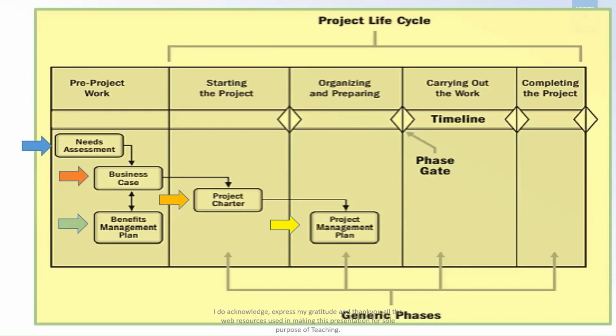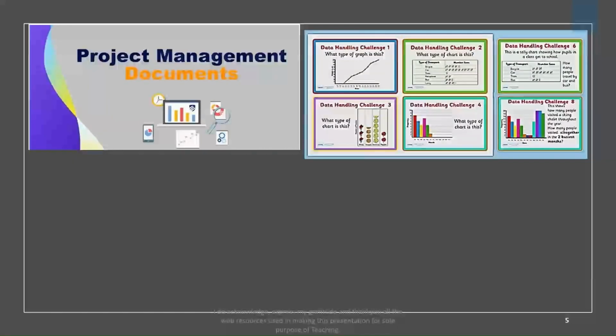30,000 feet outlook of this flow chart. Now we'll go with one by one.